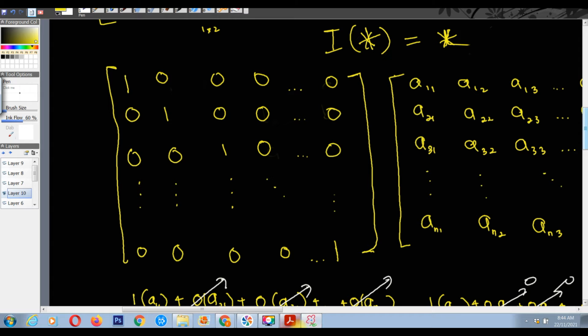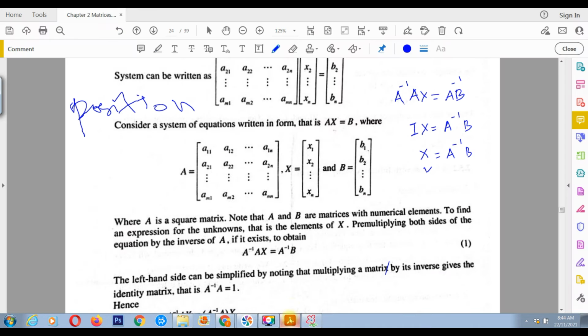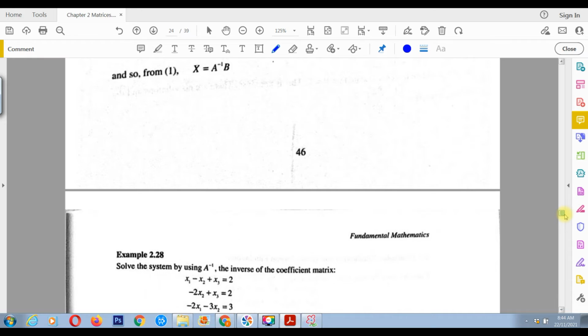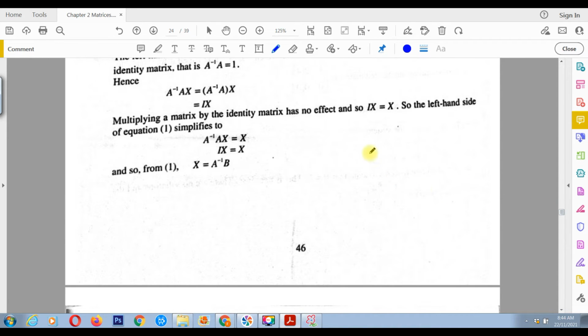Okay, that's why if we multiply a matrix with the identity, we get Ix, and then we can eliminate I. Ix equals x. So here we can solve this system of equations by using the inverse of A and then b. Alright.